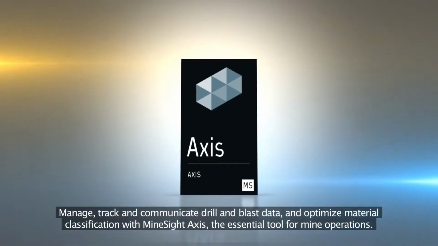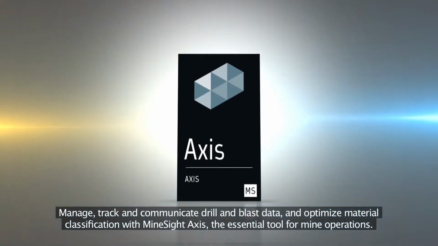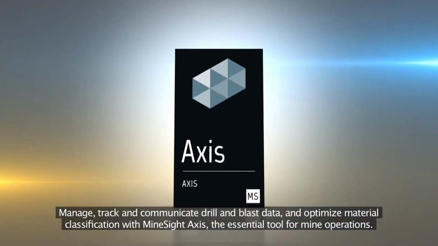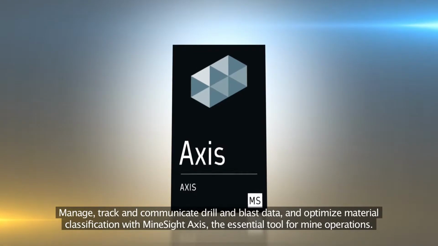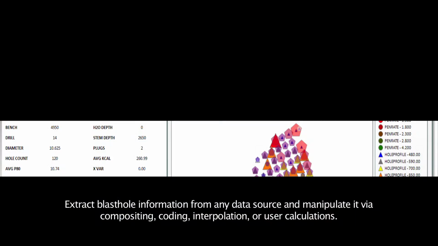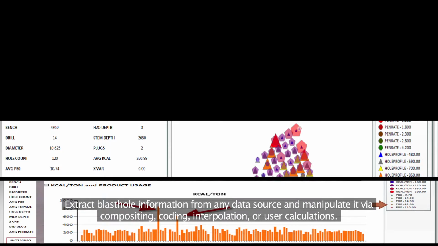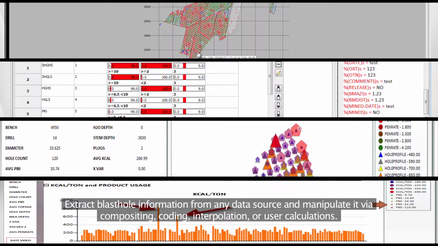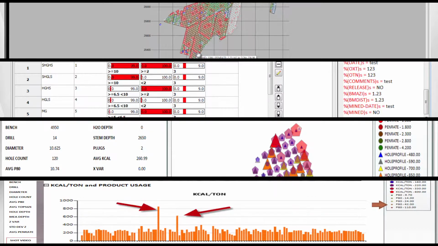Manage, track and communicate drill and blast data and optimize material classification with MineSight Axis, the essential tool for mine operations. Extract blast hole information from any data source and manipulate it via compositing, coding, interpolation, or user calculations.